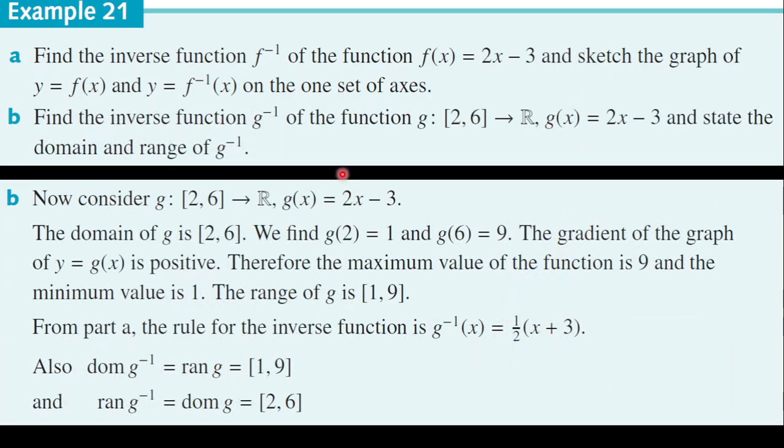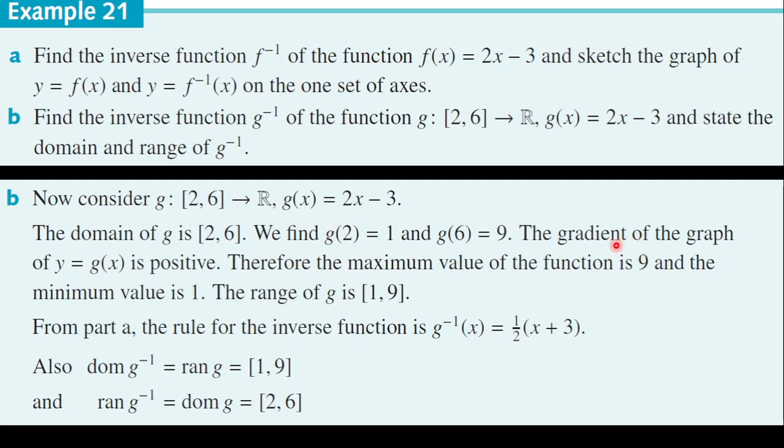Alright, moving on to part B, the same rule. The domain is restricted to 2 and 6. Find the endpoints by substituting those 2 and 6 into the function g. We get 1 and 9. Now, you can also read it from the graph. As you look at the curve, you can see the lowest and highest y values.